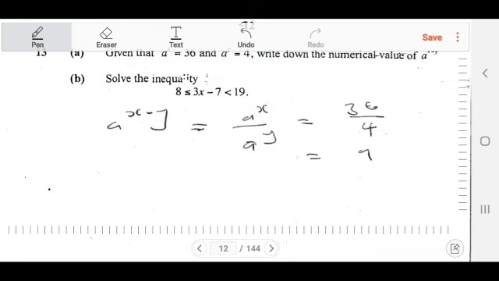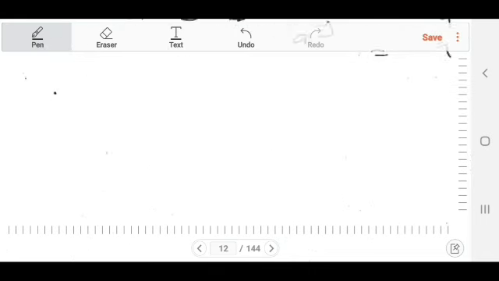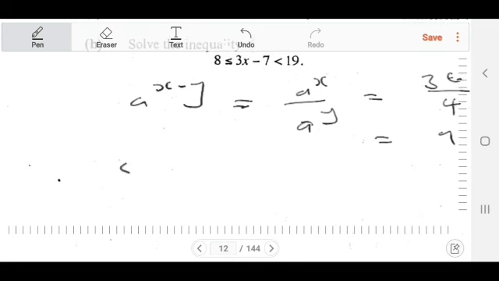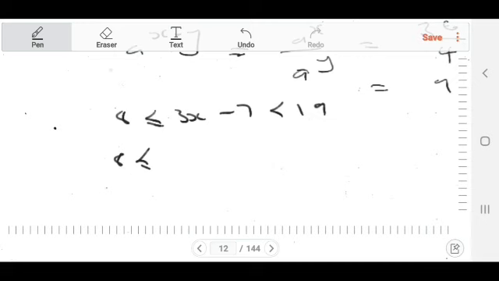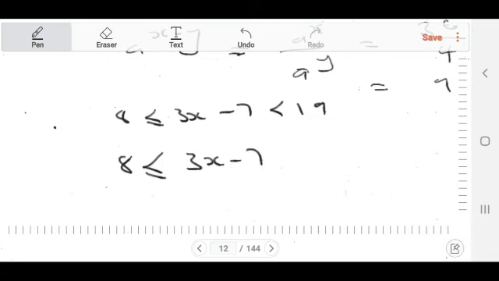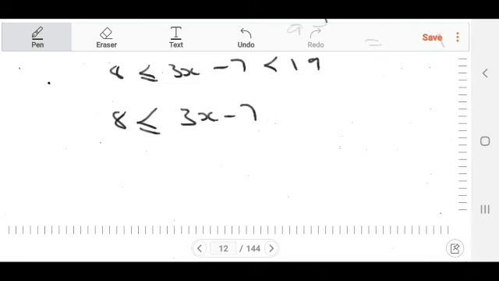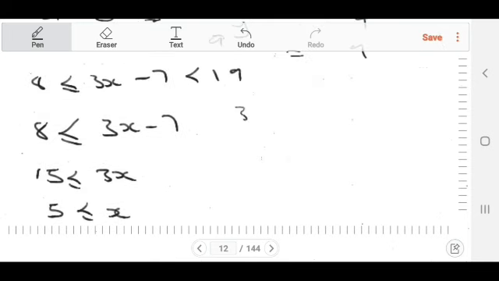Okay, then P, we were supposed to solve the inequality there. So if we are given, let me write this one, 8 less than 3x minus 7 less than 19. So we separate here and we get 8 less than 3x minus 7. Then we solve this one, we get what? The 7 goes there. Then we've got 15 less than 3x. Then 5 less than x. Then the other side we have 3x minus 7 less than 19.